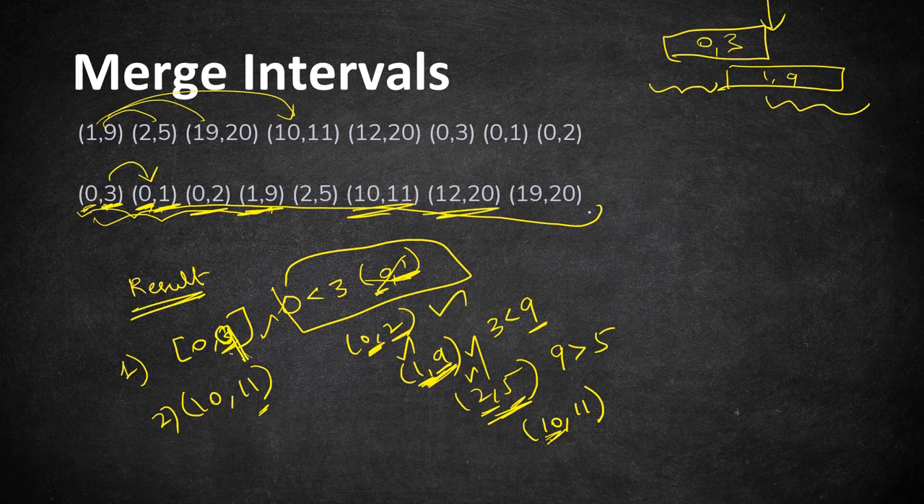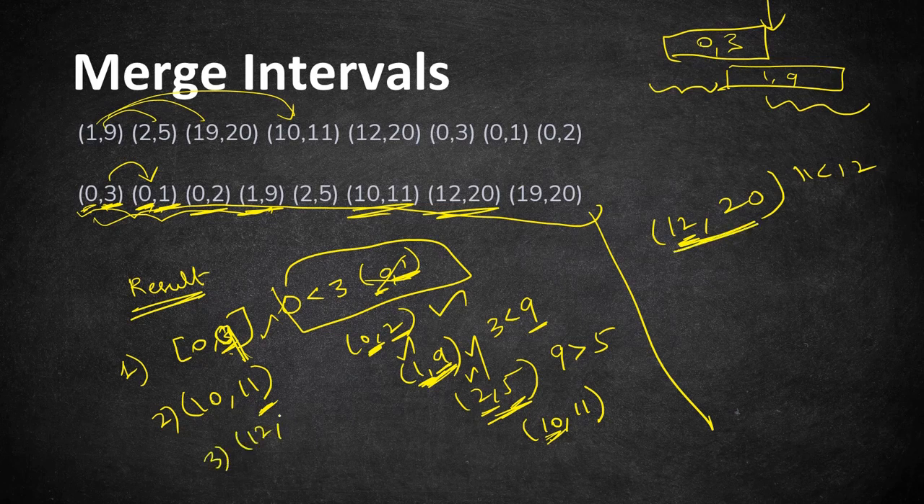So now comparing 12 comma 20, whether 12 falls within the last number in the interval. So the last number in the interval is 11. So 11 is actually less than 12. So the upcoming interval is non-overlapping with the existing one. So I'm going to add 12 comma 20 to the list. So I have added it and moving to the last one, 19 comma 20.